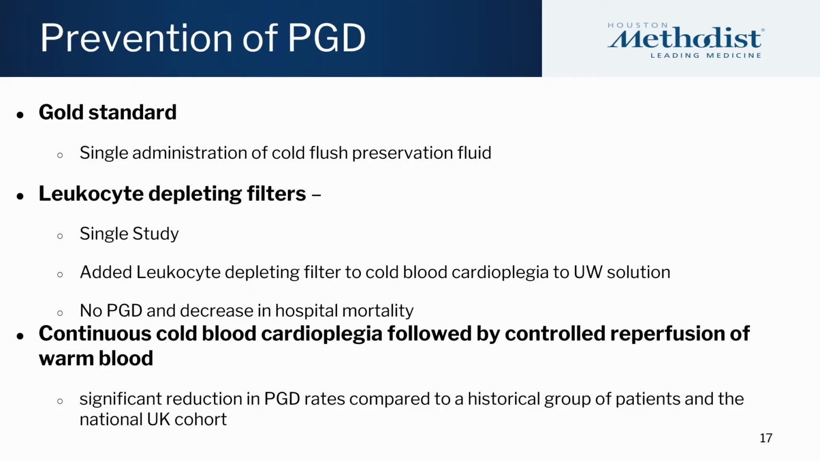Now, in terms of prevention of PGD, we all know that cold flush preservation solution, which is now essentially universal, does decrease PGD. There's one study suggesting that leukocyte depleting filters really reduces PGD to 0%. It was a little hard to believe that study, but that anything which decreases an event to 0%. But that's one single center study. And then again, continuous cold blood cardioplegia followed by controlled reperfusion of warm blood also has been shown to decrease PGD.